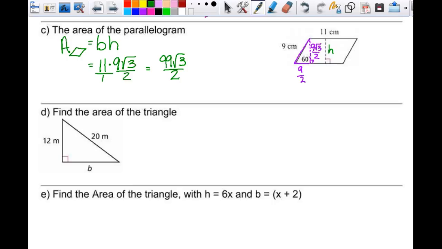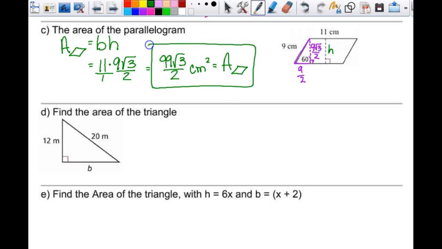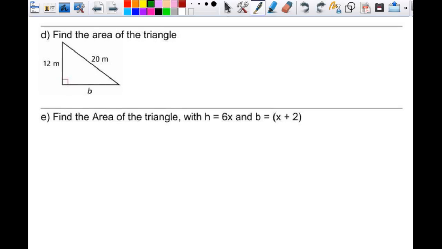What do the units look like? Square units, and that is the area of my parallelogram. Good? Any questions? Okay, do you see now why we went over and over and over special right triangles? Because that's just going to be in other things that we do.